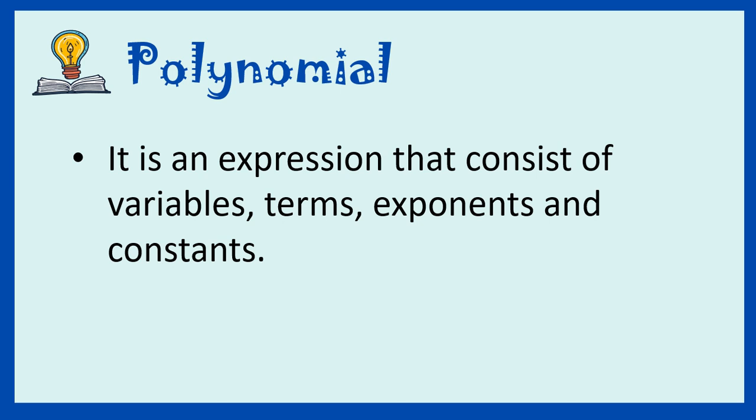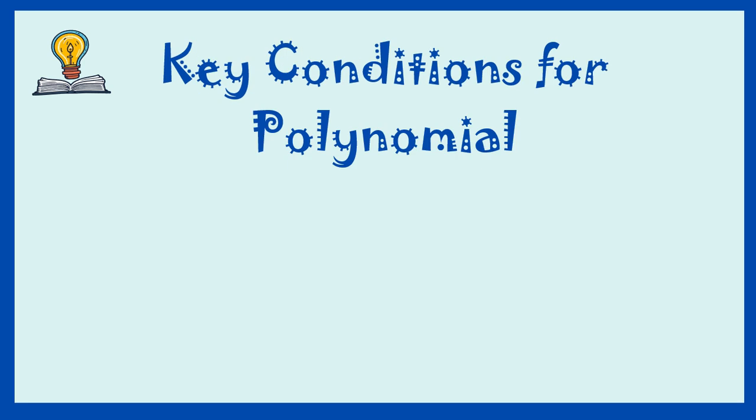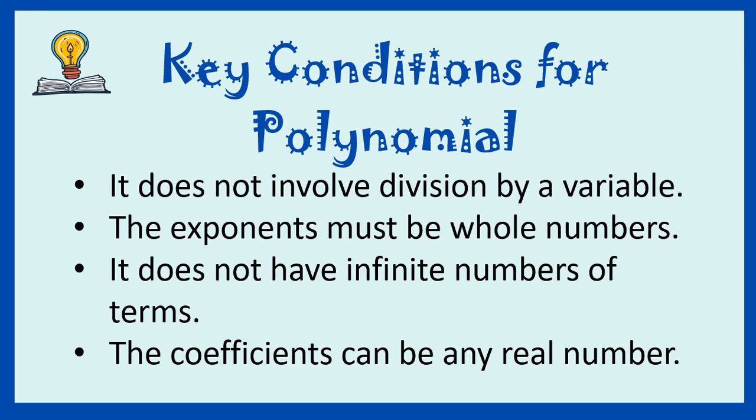And of course, your constant, these are the numbers na hindi nababago. Ito yung walang katabing variable or variables. And these are the key conditions. Balikan lang natin to. Napag-aralan mo na to ng grade 7 ka. These are the key conditions for polynomial. Meron tayong 4 dito. So, first condition, it does not involve division by a variable.